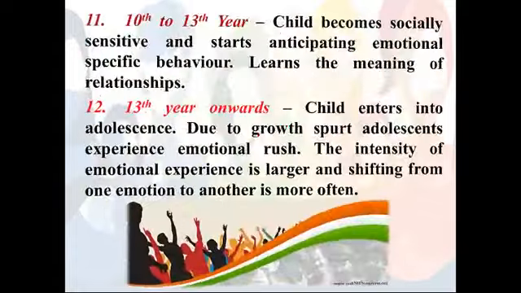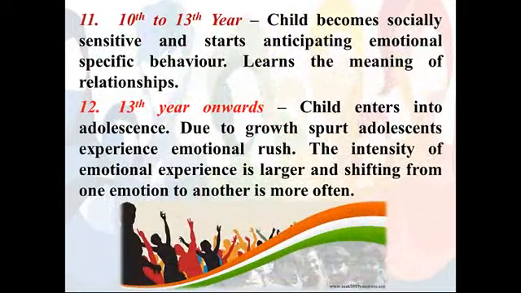At 10 to 13 years, the child becomes socially sensitive and starts anticipating emotion-specific behavior. Suppose your father, your mother or teacher is happy. The child can anticipate what type of behavior my parents or my teacher will manifest. Or vice versa, if someone is angry, the child will anticipate what may happen. This is the 10 to 13th year.